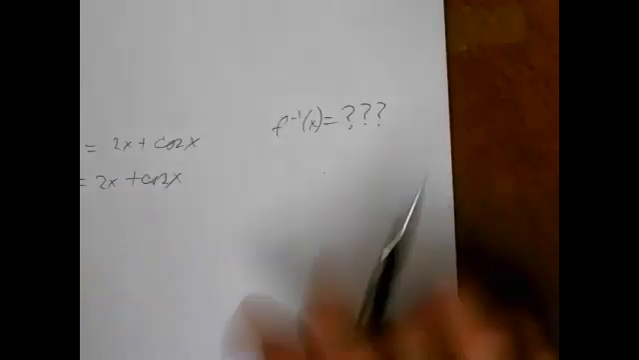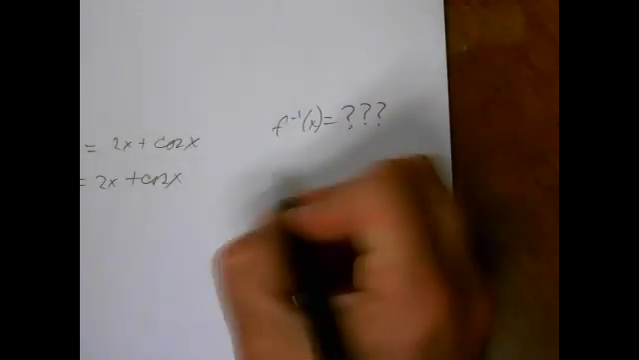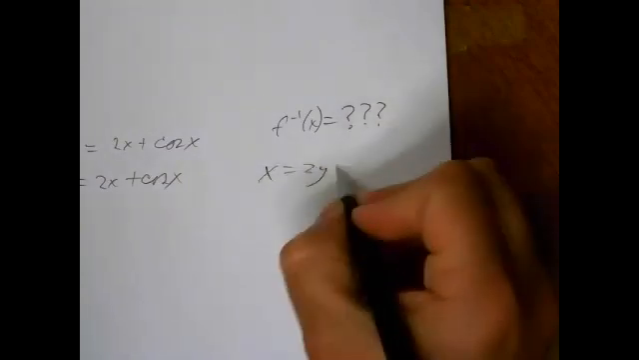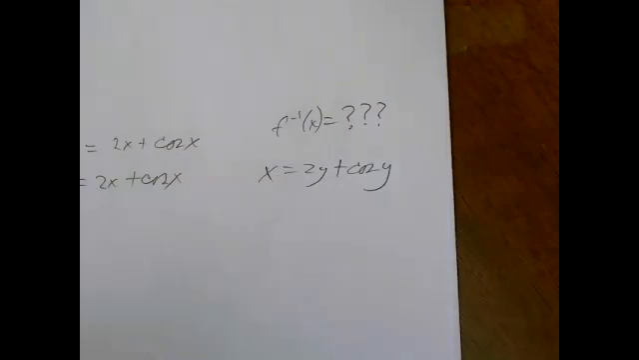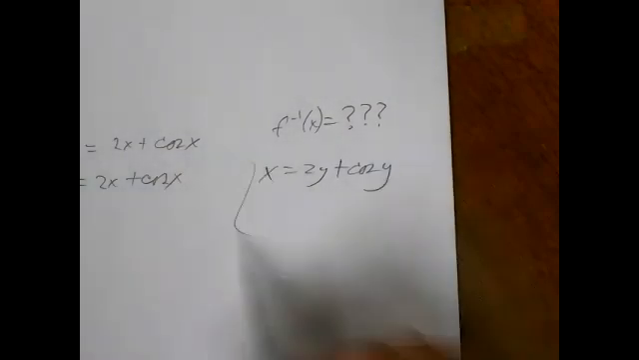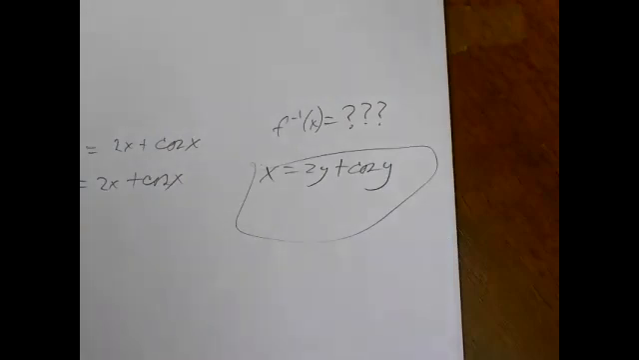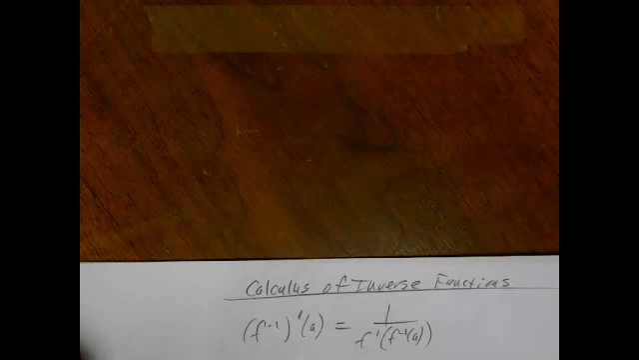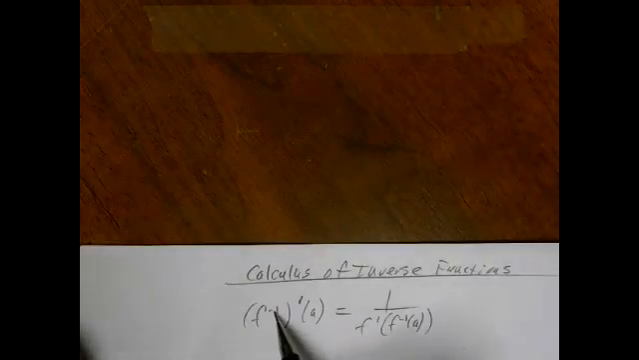So I'm going to jump back over here to the inverse side. This will give me x equals 2y plus cosine of y. Again, the objective now would be to solve for y, and what you're going to discover is it's not easy at all. So we have this theorem, that the inverse function's derivative evaluated at a is equal to 1 over the function's derivative evaluated at the inverse of a.